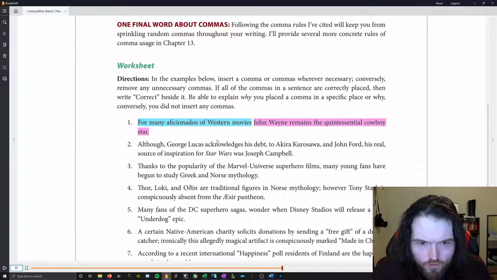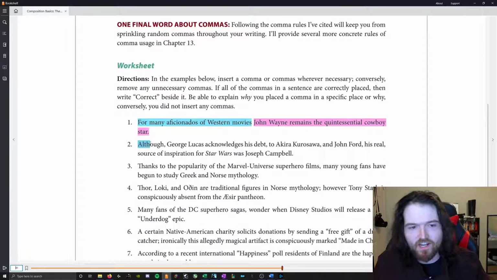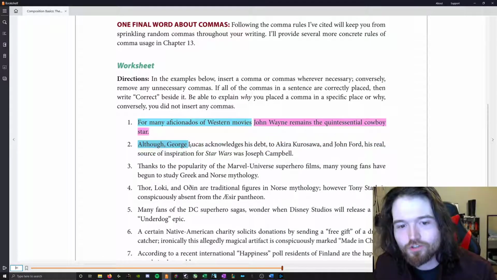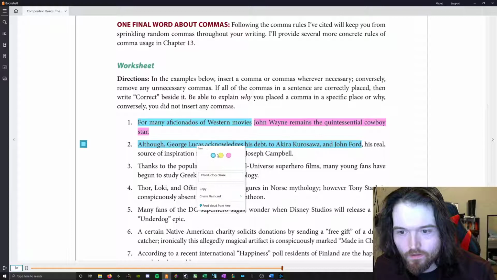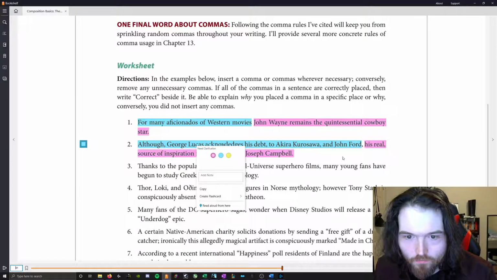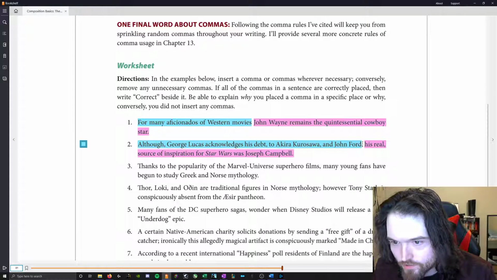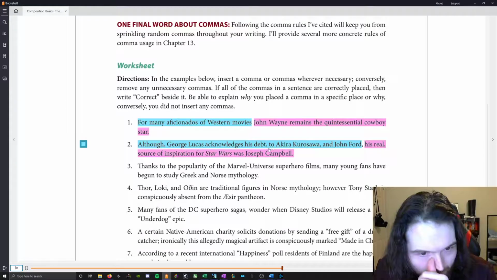So it reads, although George Lucas acknowledges his debt to Akira Kurosawa and John Ford, comma, wait, no. Sorry, I messed that up. It should read like this. Although George Lucas acknowledges his debt to Akira Kurosawa and John Ford, comma, his real source of inspiration for Star Wars was Joseph Campbell. There we go. So the only comma should be right there. All these other commas should not be.